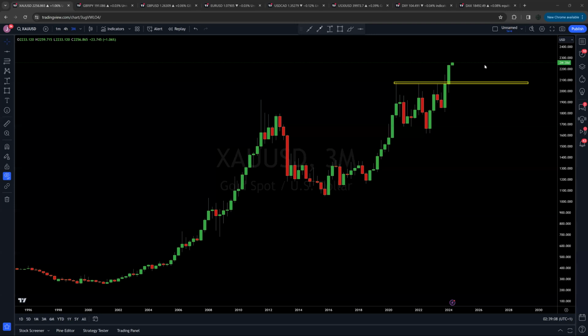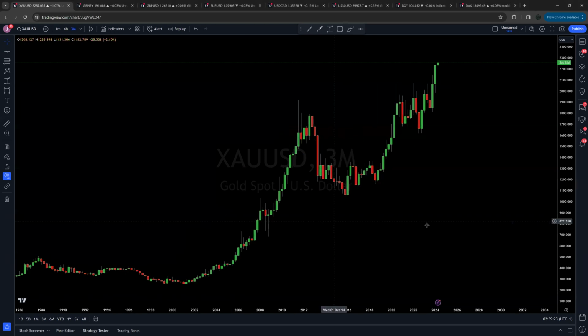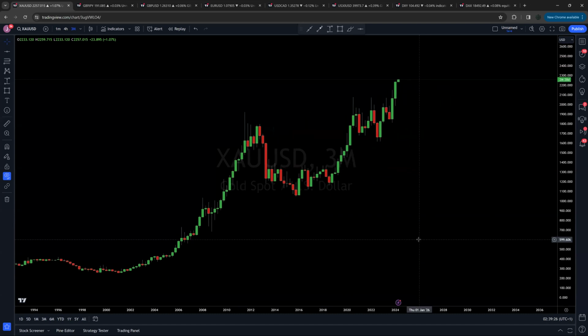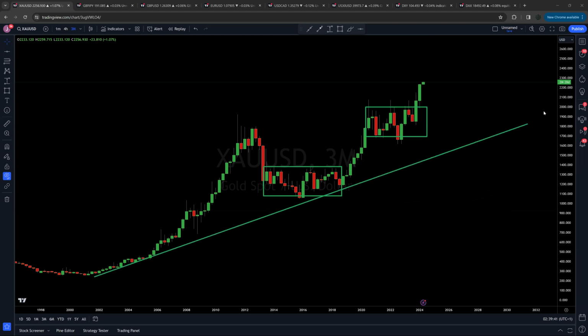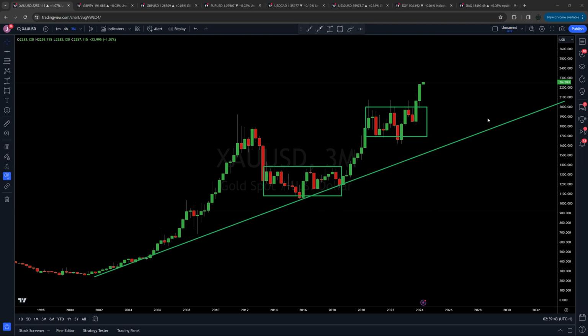So it does look like we might not get any type of deeper extended pullbacks. It does look like from a higher time frame positioning, we've already seen that accumulation phase take place from the pandemic all the way into 2023. We've already had this bit of an accumulation phase here, while still respecting higher time frame bullish structure.